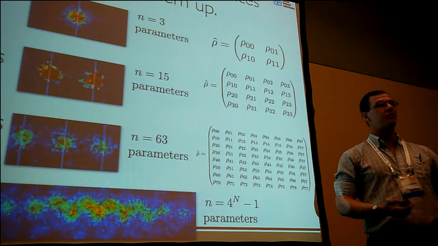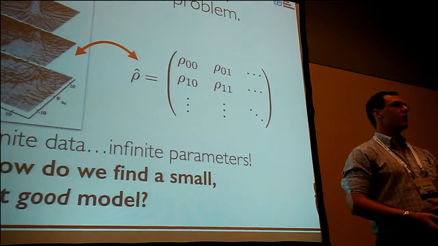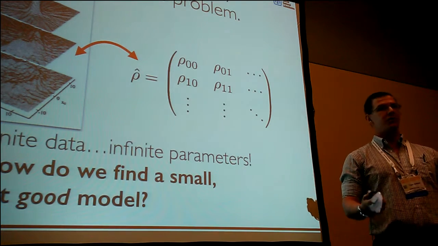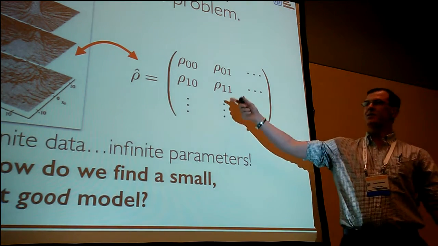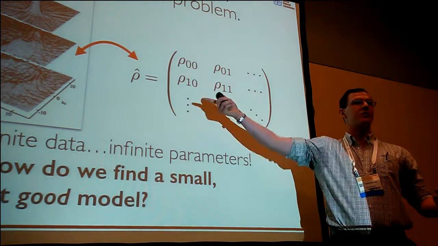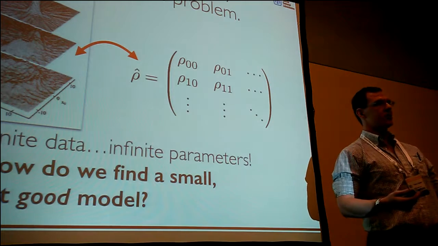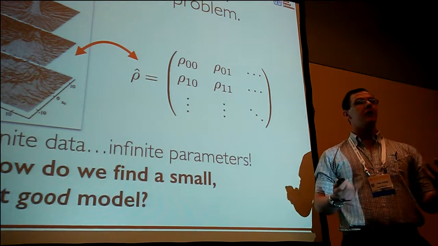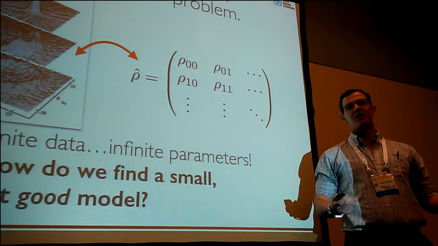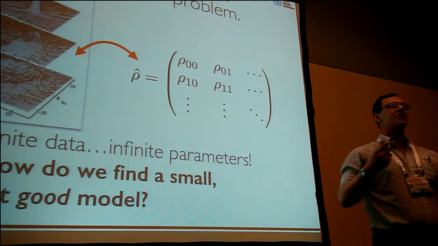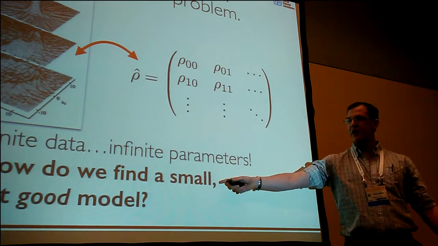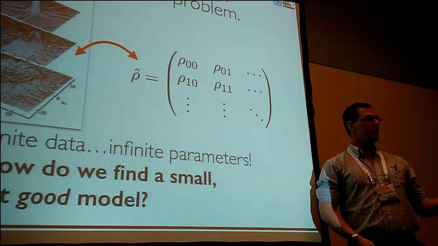Now, lest you think that this is a problem that we're just going to experience in the future, recognize that tomography of continuous variable systems already suffers from this problem. These systems live inside an infinite dimensional Hilbert space, and regardless of which representation you use to think about this quantum state, you would have to specify an infinite number of parameters using only a finite amount of data, and any statistician worth his salt would tell you that that is an extremely, extremely bad idea. So we're faced with the question of how do we find small yet good models?